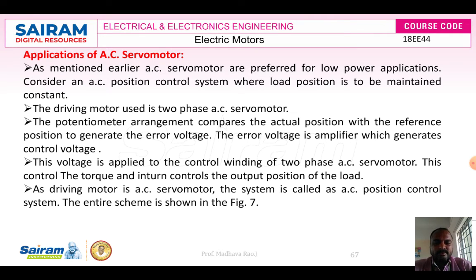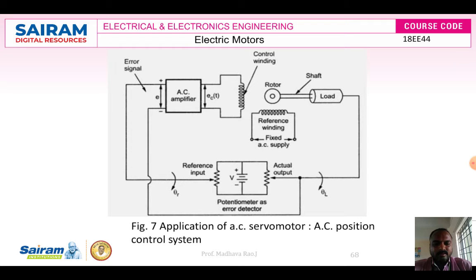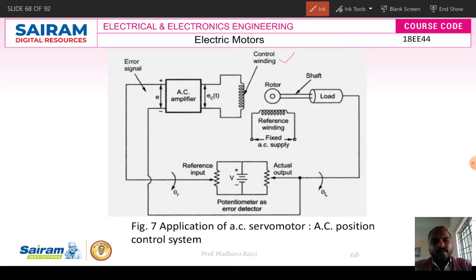The servo motor operates on controlled winding and controlled voltage, which is why we call this system an AC position control system. We can see the diagram in the next slide. This is the diagram of the AC servo motor. The stator circuit has the controlled winding and reference winding, and the controlled voltage comes from an amplifier circuit. The error voltage will be amplified and given to the controlled winding.